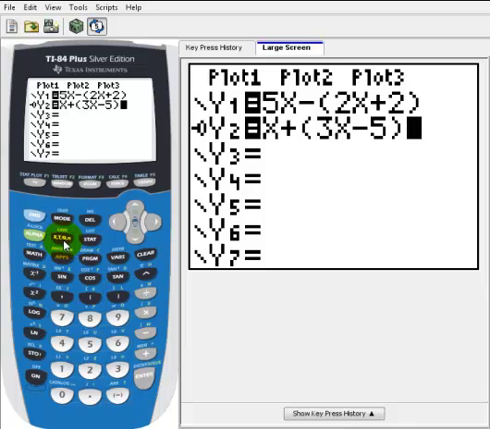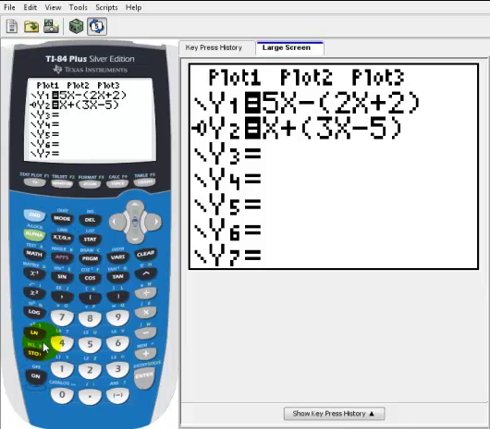I'm using this button right here, which is kind of like the variable button. If you're graphing functions, which is what we're doing, it's going to automatically give you an x. If you're graphing parametric equations, which you may or may not be familiar with, it's automatically going to give you a t. In other words, it gives you the correct variable for what you're working with.